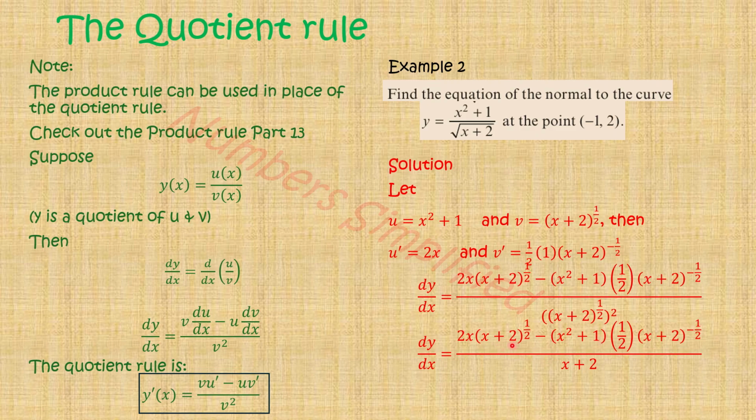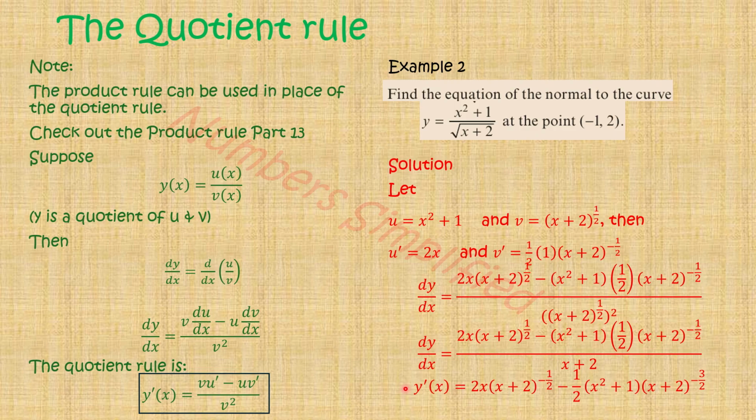And of course, making use of the laws of indices, we see that x plus 2 raised to the power half divided by x plus 2 means that the powers would subtract. Half minus 1 would give us x plus 2 raised to the power minus half. The same goes for the other bit, so that we have x plus 2 raised to the power minus 3 over 2.